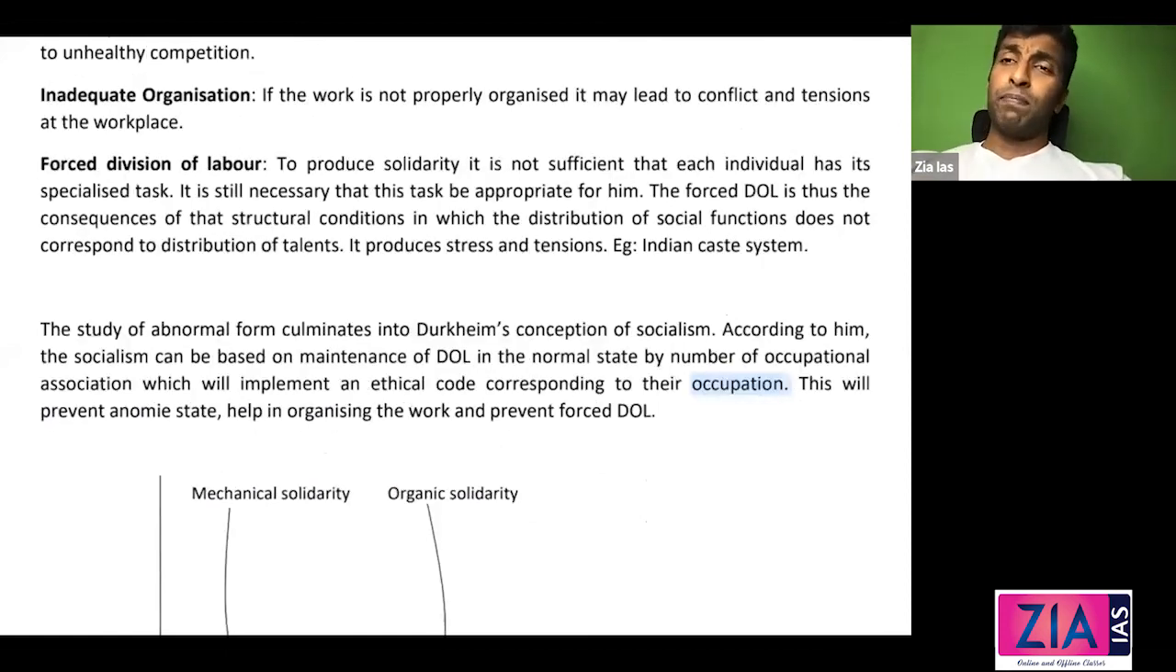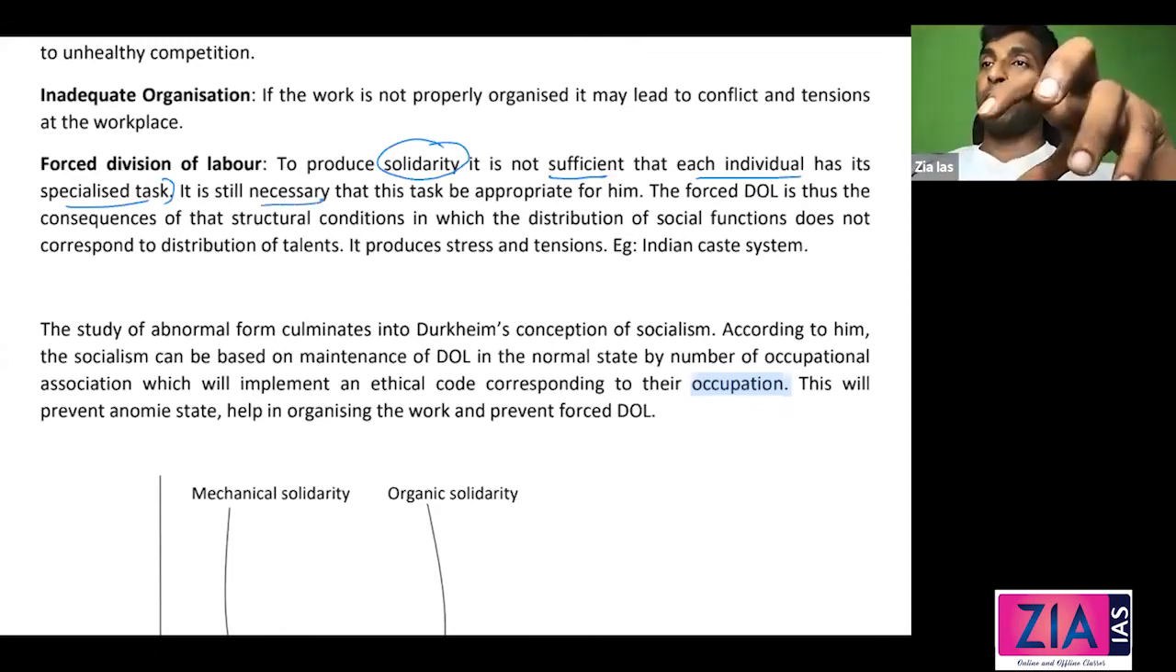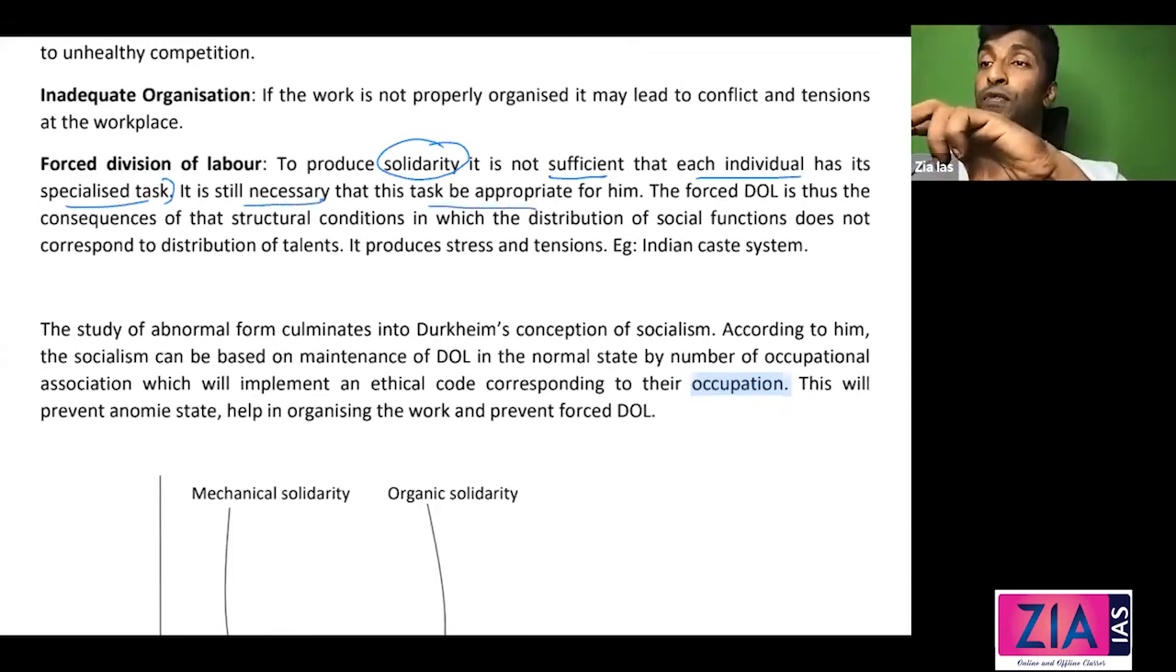Forced division of labor: to produce solidarity, it is not sufficient that each individual has specialized tasks. Just because there is division of labor, that doesn't mean that it will create solidarity, right? It is still necessary that the task should be appropriate for him. It should not be forced. The forced division of labor is thus the consequence of the structural condition in which the distribution of social functions does not correspond to the distribution of talents.